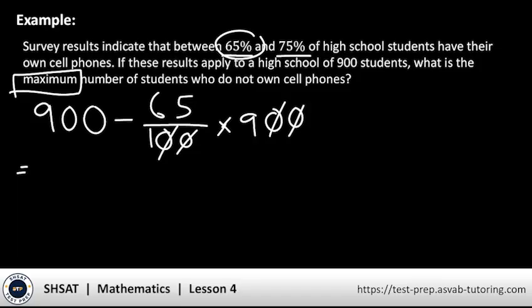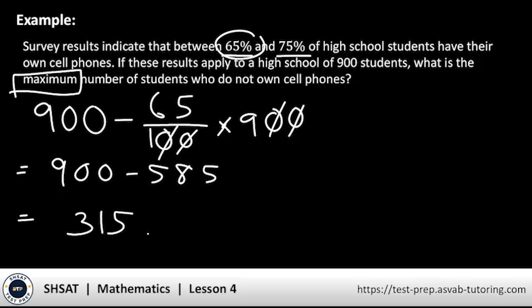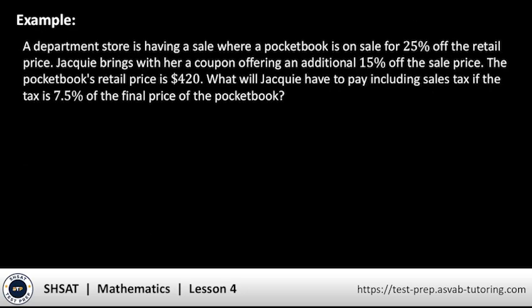That means I need to do 900 minus 65 times 9, which is 585. And doing that is going to give me 315. So 315 students are the maximum number of students who do not own cell phones. Okay. We're down to the last question of today.